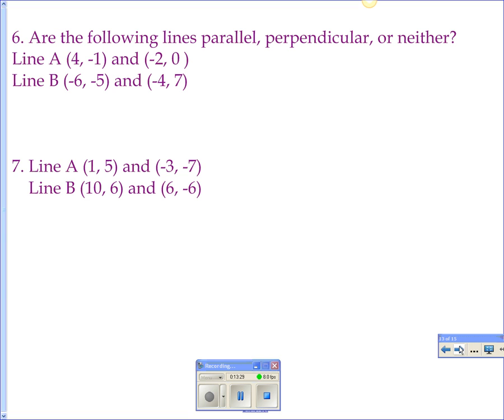Number 6, are the following lines parallel, perpendicular, or neither? Louis, how do I know if something's parallel, perpendicular, or neither? What do I have to look at? The what? Allison, what do you have to look at to know if something's parallel or perpendicular? The slope. So, guys, to answer this question, what do I have to know about each of these sets of points? The slope, okay? Louis, what's the slope formula? Y minus y over x minus x.